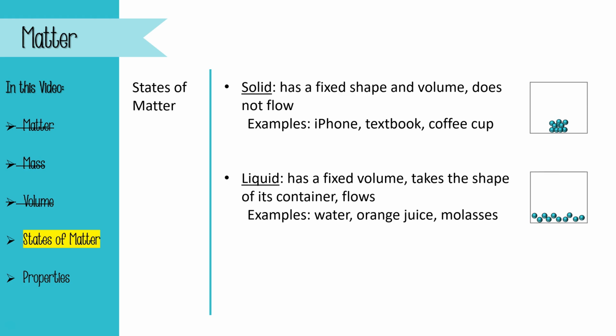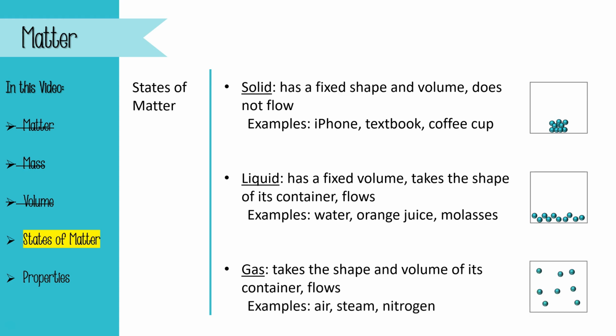Our final phase of matter is gas. Gases take the shape and volume of their containers. If we look at the molecules, they have lots of energy. They have so much energy that they literally bounce off the walls. They move in the whole three-dimensional space that they're given. Even though we don't see them flow as easily as liquids, they're still doing it.